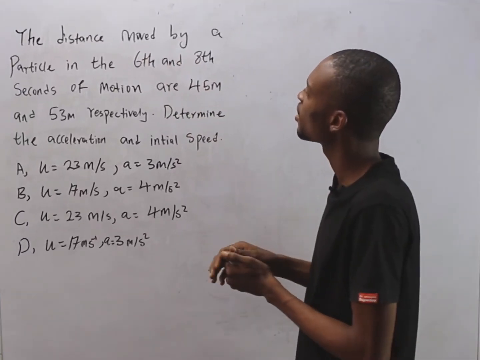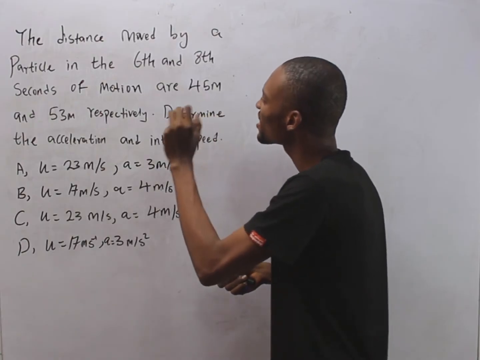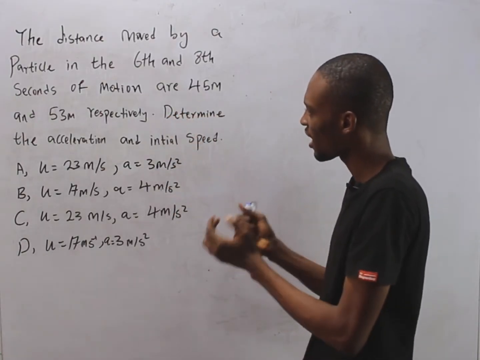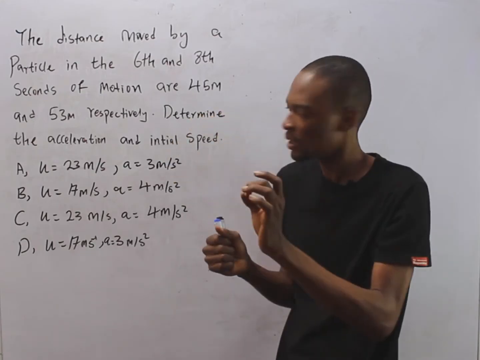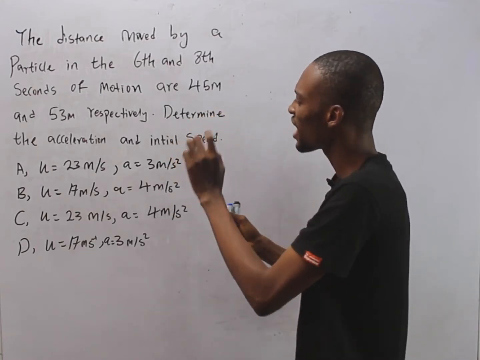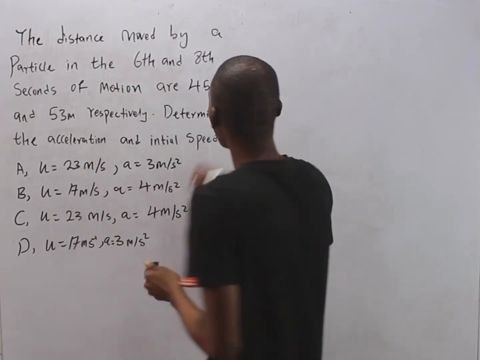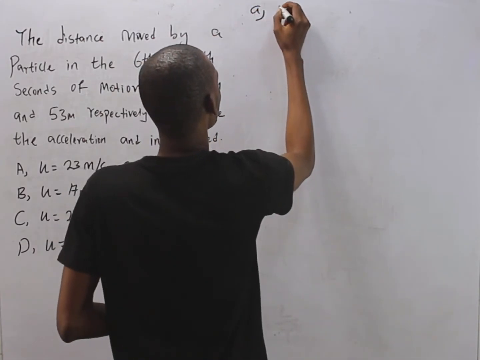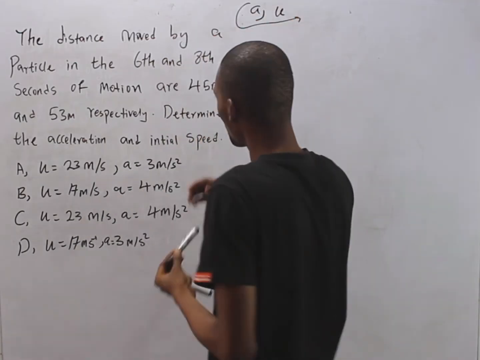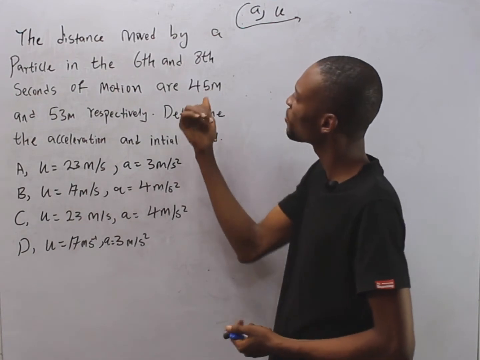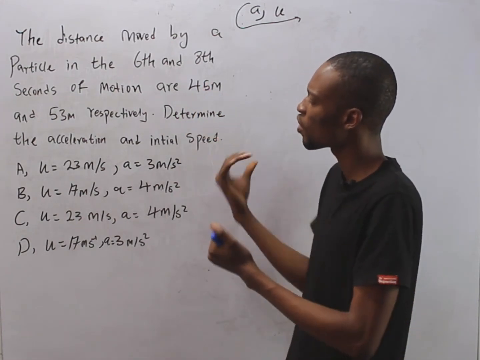The distance moved by a particle in the 6th and 8th seconds of motion are 45 meters and 53 meters respectively. Determine the acceleration and initial speed. The acceleration a and initial speed value. The distance moved by a particle in the 6th and 8th seconds of motion.